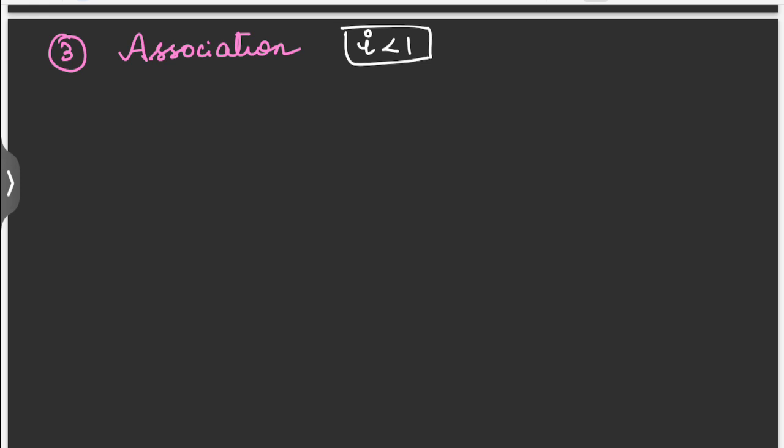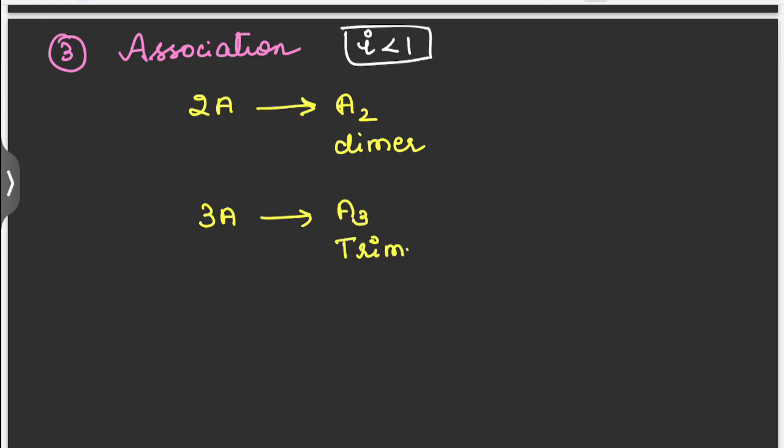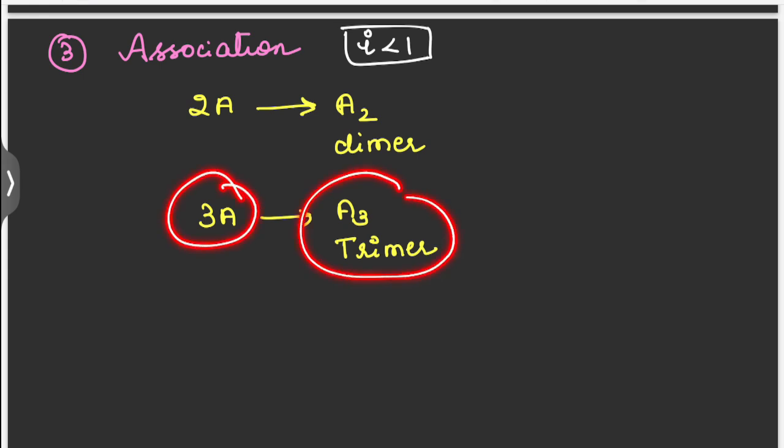So association meaning here, we will take one example. Association means 2A will give rise to A2. The meaning is two solutes are reacting together. As a result, here you can see a dimer will be formed. Two monomers will combine together to form a dimer. One more example, if you take 3A will give rise to A3, this is nothing but a trimer. Three monomers are combining together and a trimer will be formed.